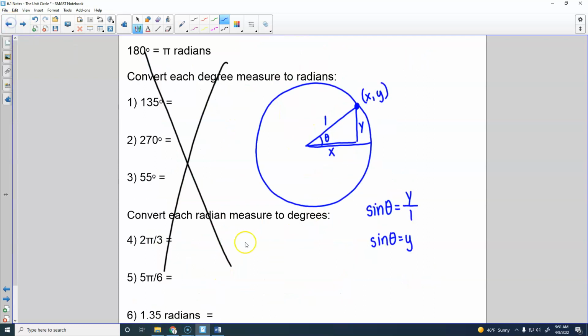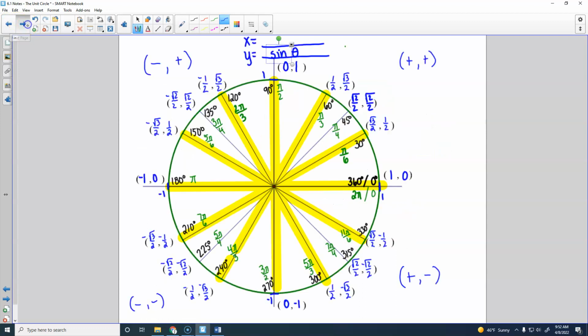And so if we think about looking at cosine of theta, that would be adjacent over hypotenuse, which would be x over 1. So that tells me cosine of theta just equals x. It is my x coordinate. So there at that line, we're going to put cosine.